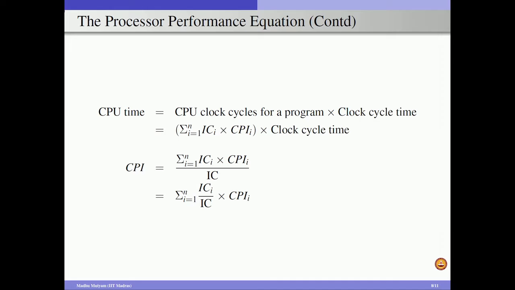This can be written as ICi by IC, where ICi is the instruction count of a particular instruction type divided by the total number of instructions in the program. It's effectively like: take the fraction of the instruction type, multiply with the corresponding CPI and take the sum of all in the program, and then multiply with cycle time, you will get the overall CPU time.